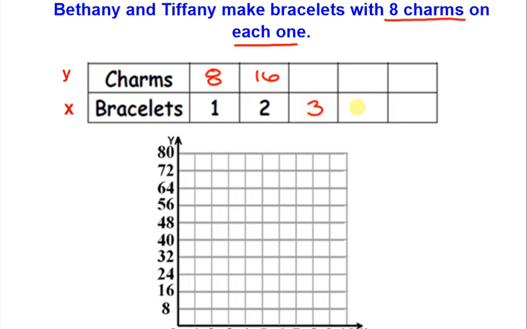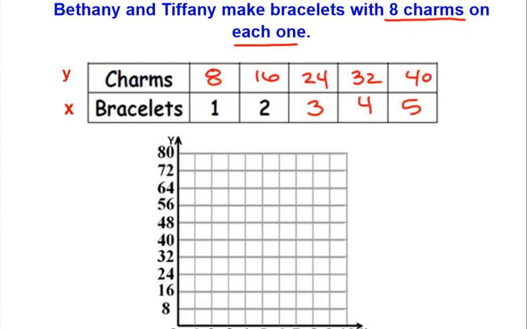We need to complete the rest of our table. So we'll do 3 bracelets, 4 bracelets, and 5 bracelets. So at 3 bracelets, we need to triple it. 8 times 3 is 24. At 4 bracelets, we need to quadruple it. So 8 times 4 is 32. At 5 bracelets, we need to multiply times 5. 8 times 5 is 40.